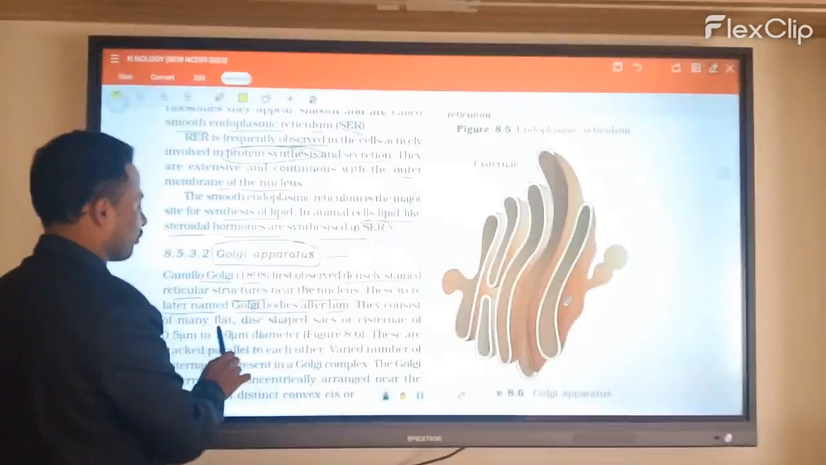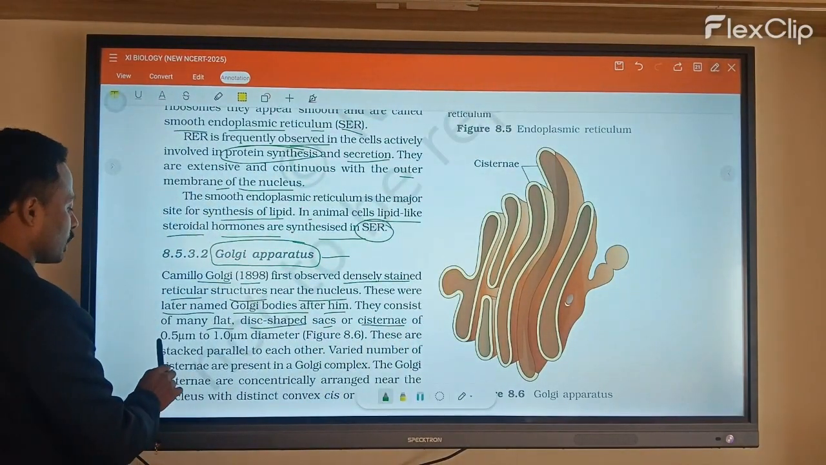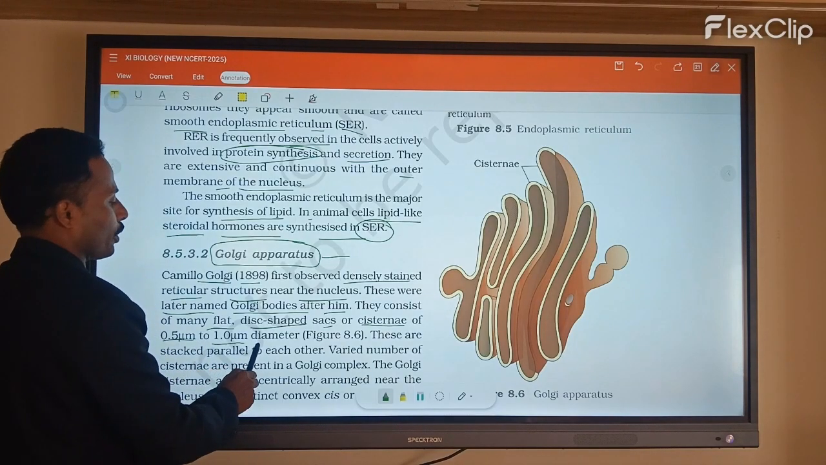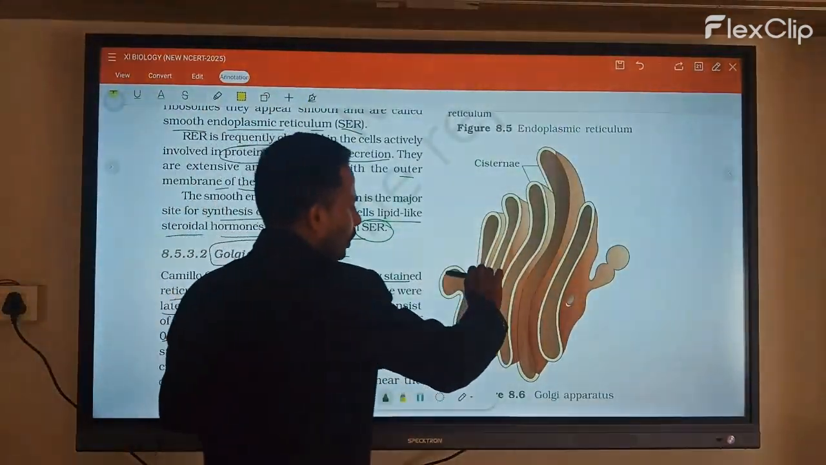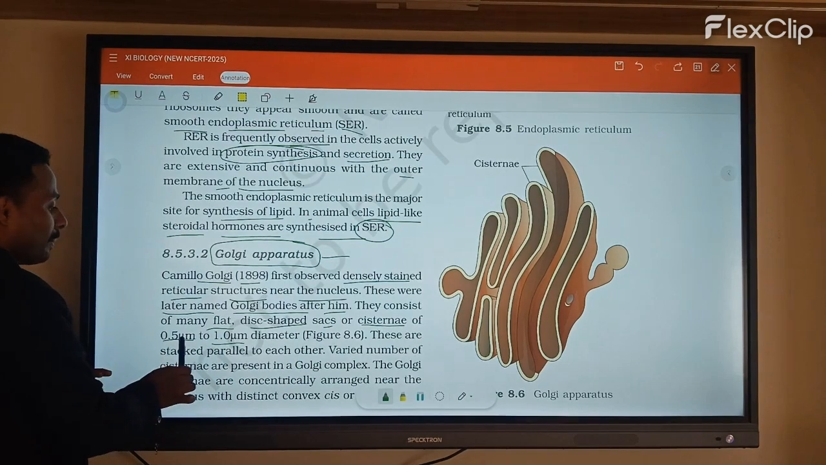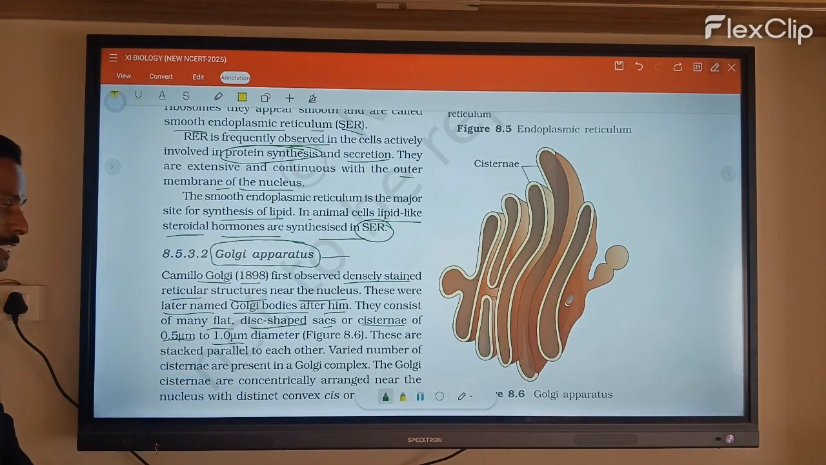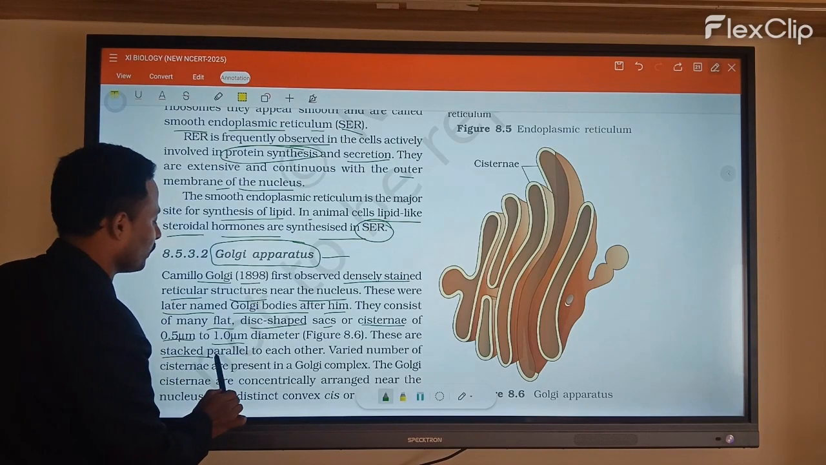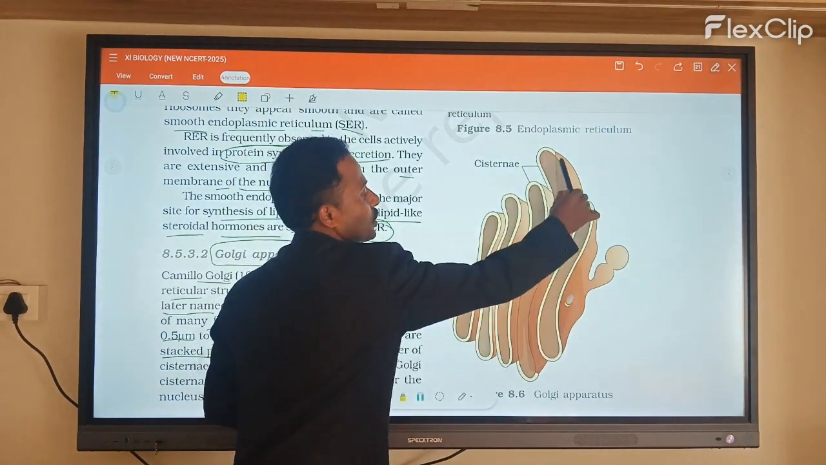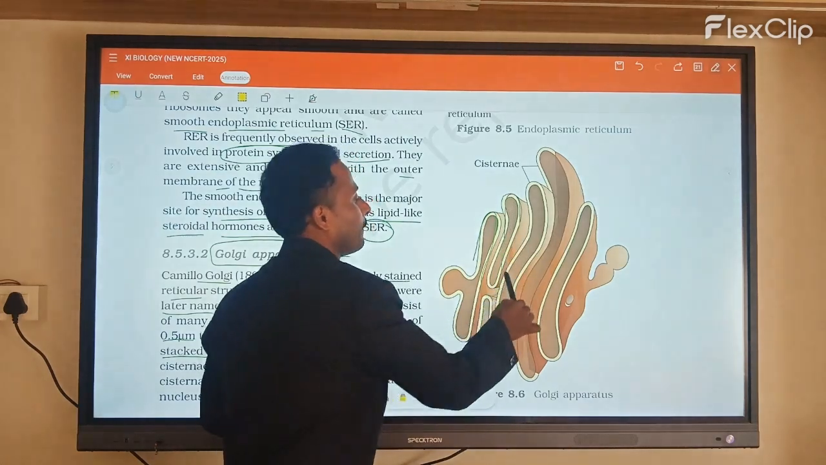They consist of many flat, disc-shaped sacs, the cisternae, of 0.5 micrometers to 1.0 micrometer in diameter. These are stacked parallel to each other, so the Golgi apparatus is arranged in a parallel manner.